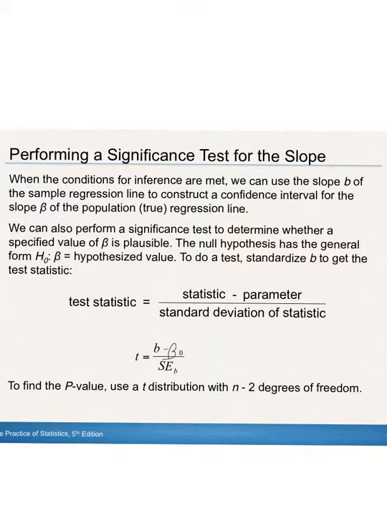But we can also perform a significance test to determine whether a specified value of b, the population slope, is plausible. The null hypothesis in this case is that b is that hypothesized value, and then we test to see if that's plausible. Our test statistic always comes from statistic minus parameter divided by the standard deviation. In this case, it's b, the slope we got from the sample, minus whatever our null value is, divided by the standard error of b. And once again, the t-distribution here always has n minus 2 degrees of freedom.